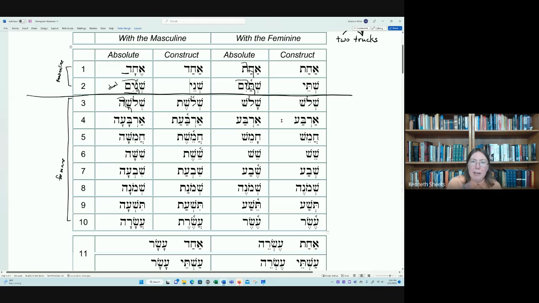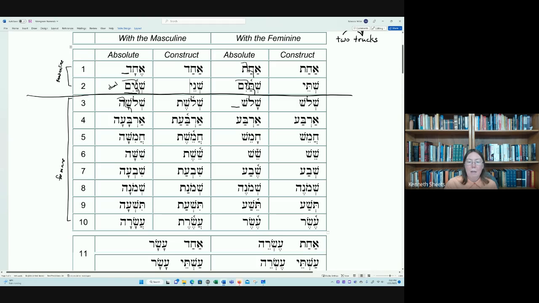Now, we would have anticipated, if this is referring back to a feminine noun, that it would have the ah ending, but it does not. This is, in fact, the masculine form, the unmarked form. And same thing as we go down through here.